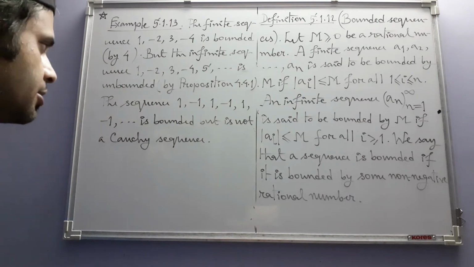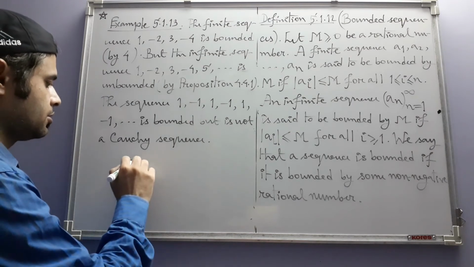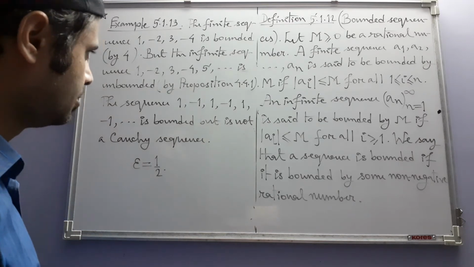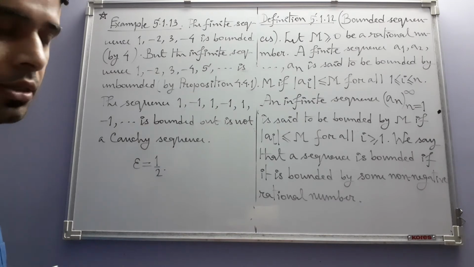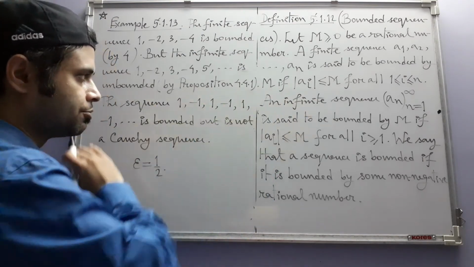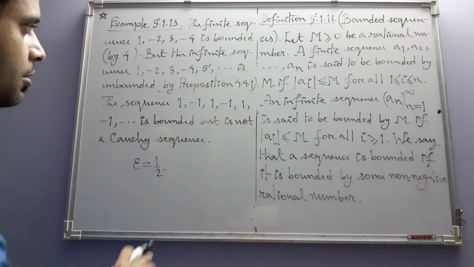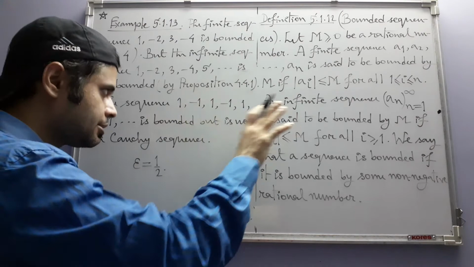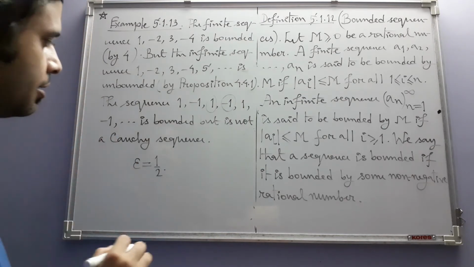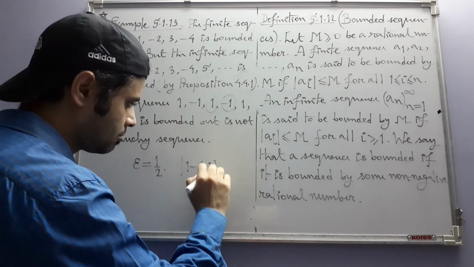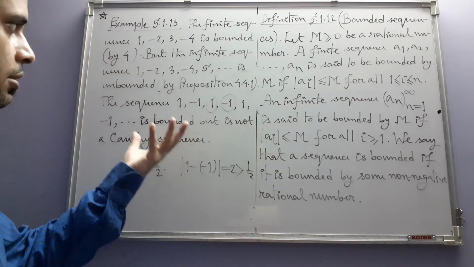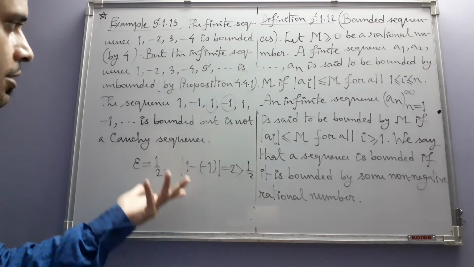The reason this is not a Cauchy sequence is that if you choose, say, epsilon equal to 1 by 2, then the sequence fails to be eventually 1 by 2 steady. And that is because no matter how many terms you remove from the beginning of the sequence, whatever you are left with is again a sequence that looks like this, where you will always encounter 1 and minus 1. The distance between 1 and minus 1 is 2, which is not less than 1 by 2, it is greater than 1 by 2. So this sequence is not eventually 1 by 2 steady, and that's why it is not a Cauchy sequence.